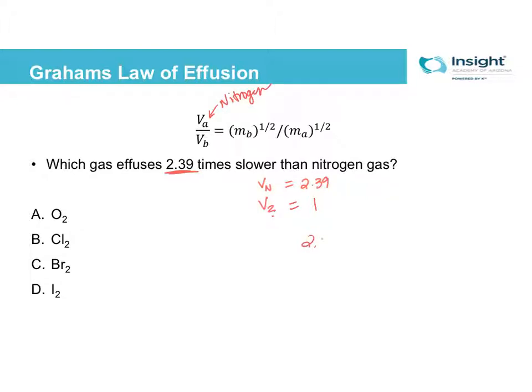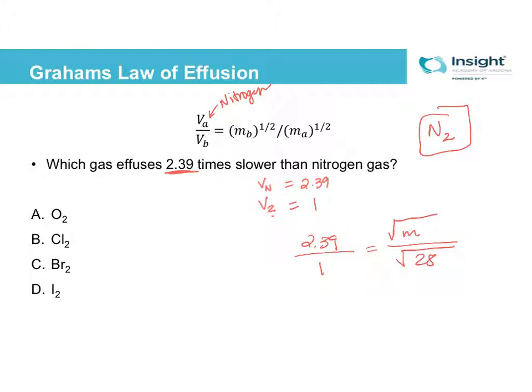I'll have 2.39 divided by 1 is equal to the square root of some mass divided by the square root of nitrogen gas. Now, something to remember, nitrogen gas is one of those gases that forms diatomic molecules, so the formula for nitrogen gas is actually N2. So that's going to be the square root of 28. From here, we just got to solve for the unknown m.